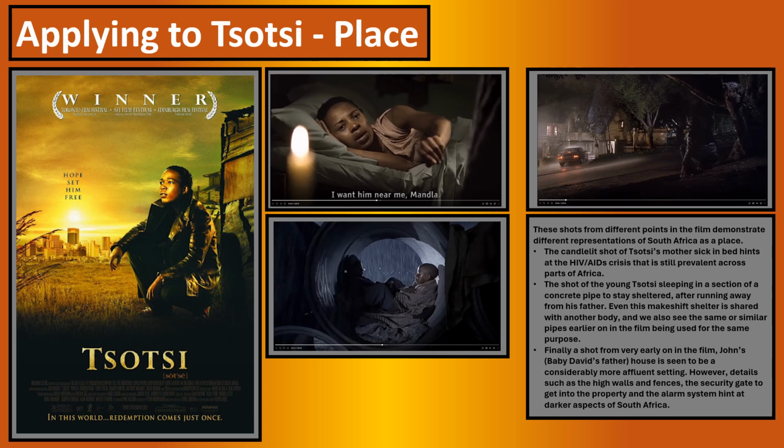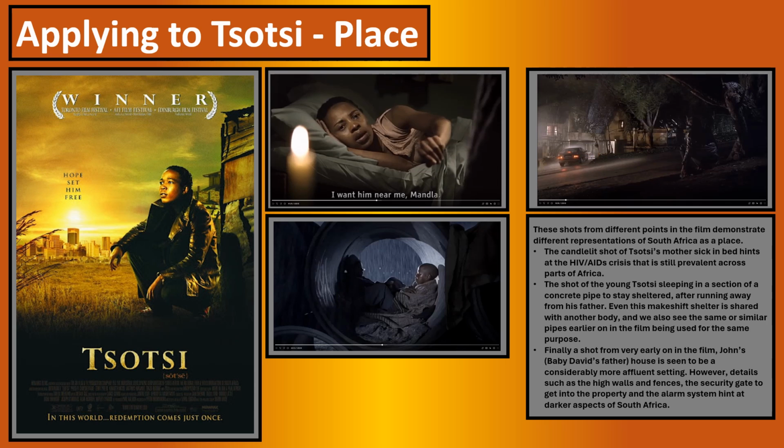The first one we're going to look at is the candlelit shot of Tsotsi's mother sick in bed. Now, again, the fact that it's candlelit demonstrates the lack of electricity in the townships, but it also demonstrates the prevalence of HIV and AIDS. Over 20% of young South Africans aged 15 to 49 are living with HIV or AIDS, and that again is a legacy of apartheid, a legacy of the fact that hospitals and healthcare were extremely limited during apartheid for black South Africans living in the townships. And therefore epidemics like AIDS have been allowed to spread uncontrolled.